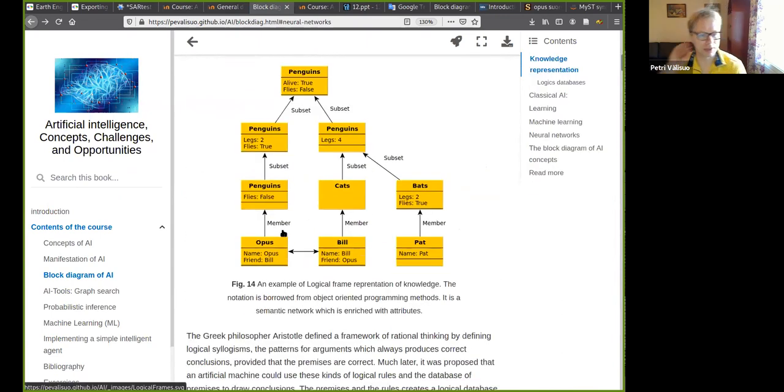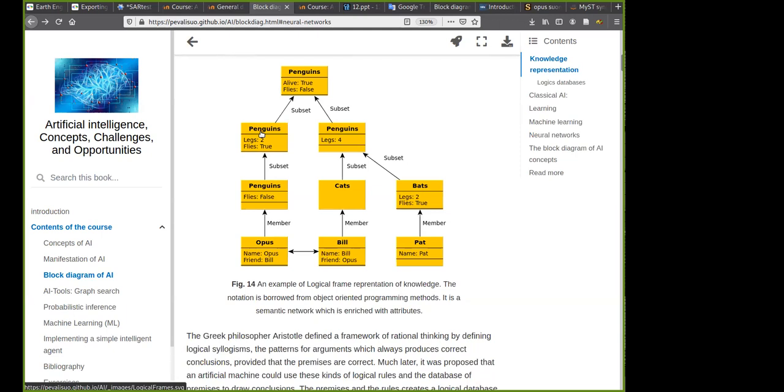And then connections between them, and this connection can have types. So it is a semantic network, but it is also something more, because all of these topics can also have attributes. So it is a richer way to store information than this plain semantic network.